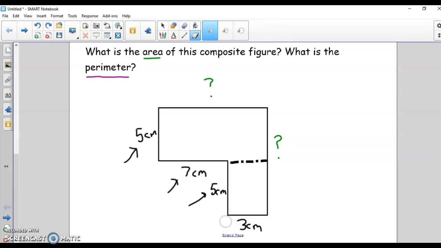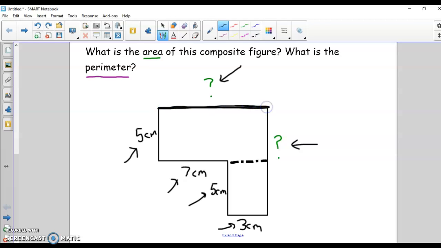We're going to need to use all of these measurements to figure out the unknown over here and the unknown up here. So I'm going to start with this top one up here. Looking at this top section here, we can find that measurement by taking the similar one that's going parallel, which is this 7. So at least we know up until that point, this is 7.